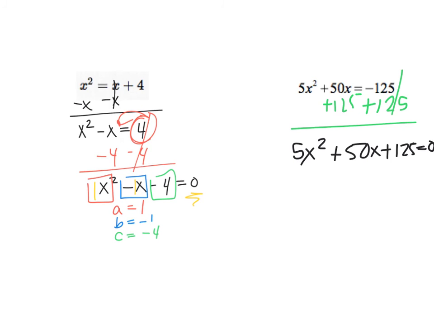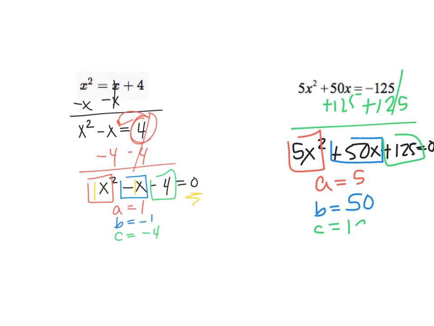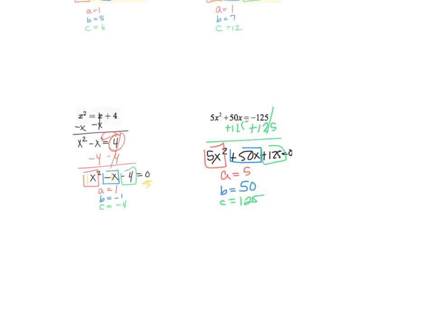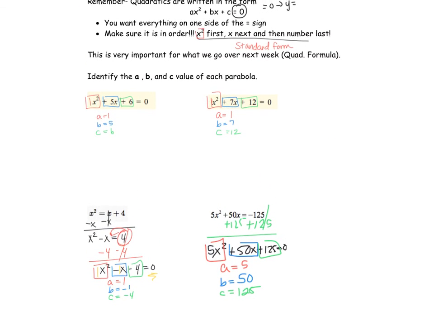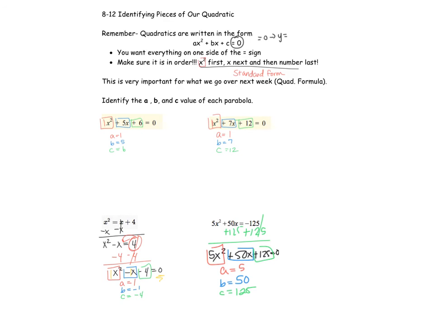I now need to find my a value, my b value, and my c value. The a value is the number attached to my x squared. In this case, it's a positive 5. In this example, my b value is a 50. And now my c value is the number hanging out by itself. It's a positive 125. And that is what we need to figure out for today. All we need to do is identify our a value, b value, and c value.